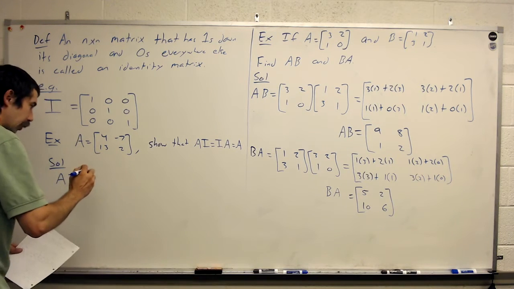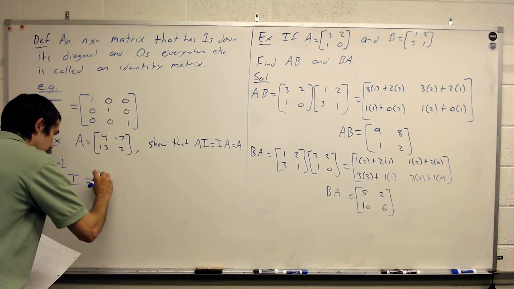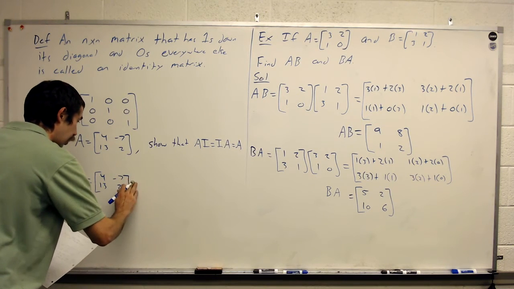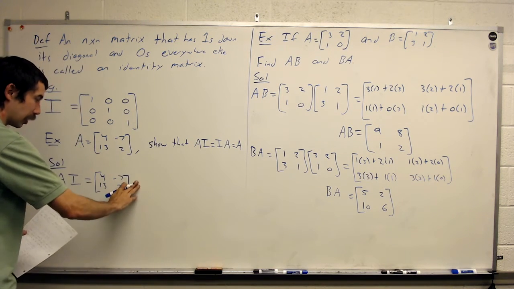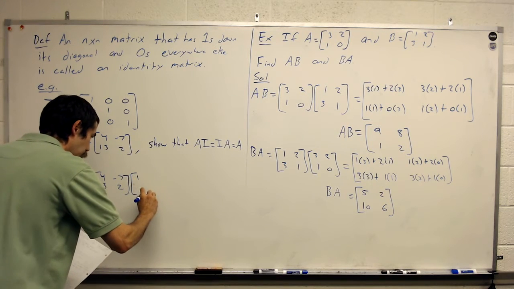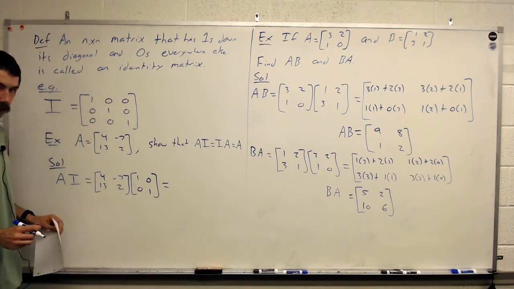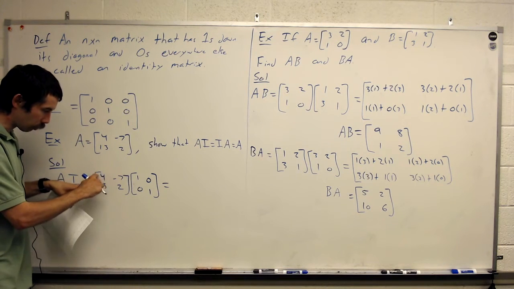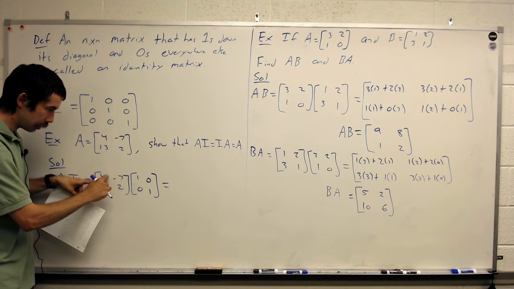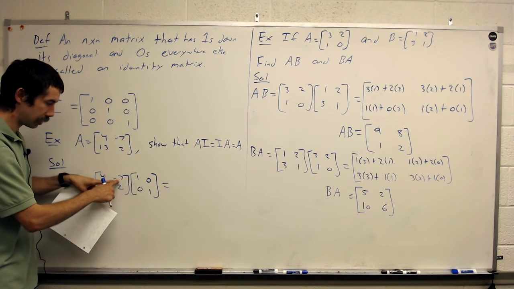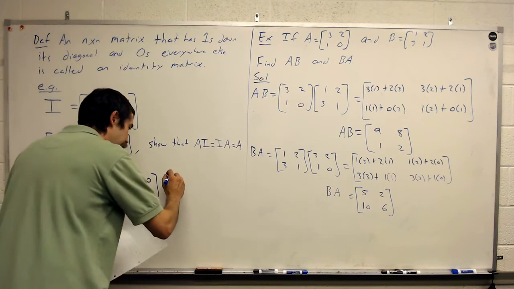That's our matrix here. And we're multiplying by the identity matrix, I. So that's 1s down the main diagonal, 0s everywhere else. And so what do we get? We go across the first row, down the first column. 4 times 1 plus negative 7 times 0. That's just 4.